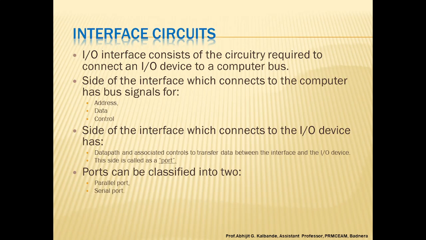The input-output interface consists of the circuitry required to transfer data between the computer bus and I/O devices. Therefore, on one side of the interface we have the bus signals for address, data, as well as control. On the other side, we have the data path with associated control, which enables the transfer of data between the interface and the I/O device. This side is device dependent. It can be classified as either a parallel or serial interface.